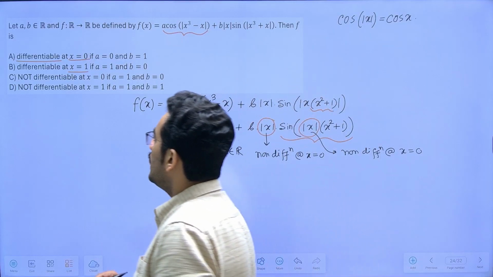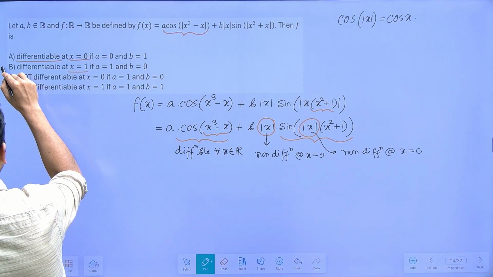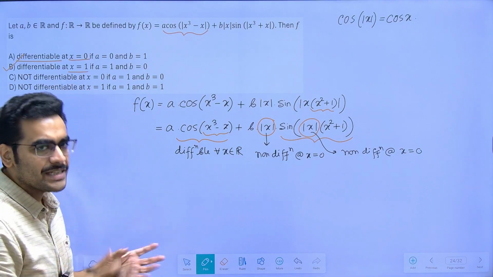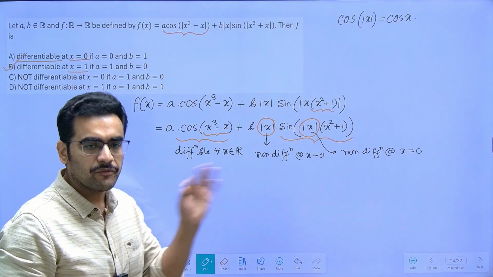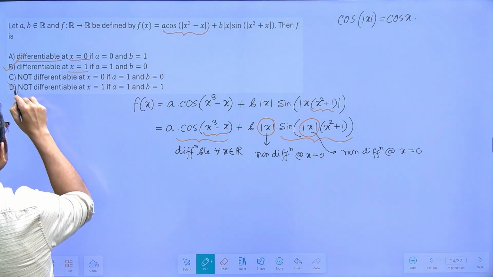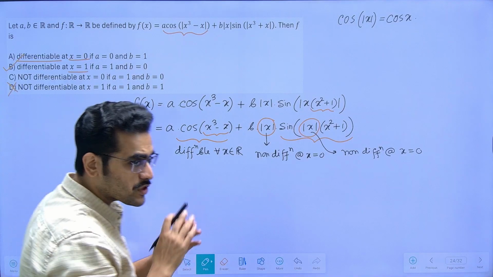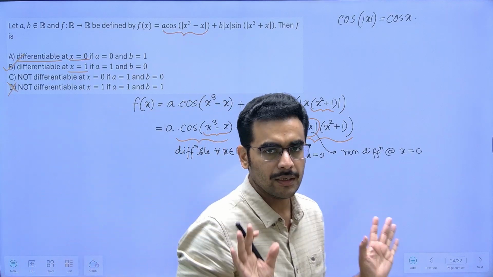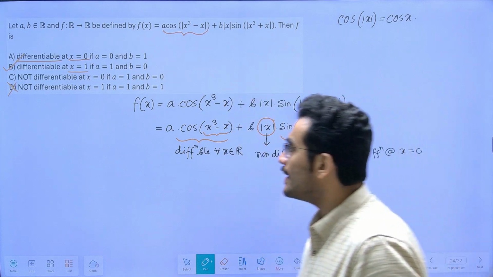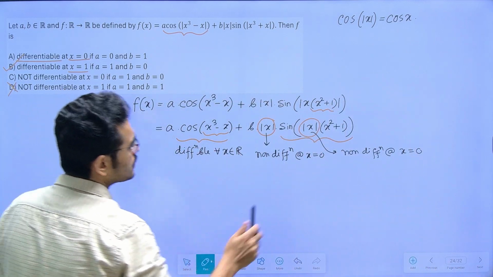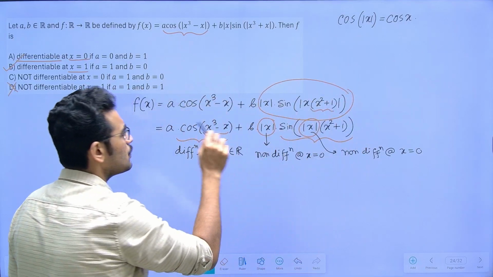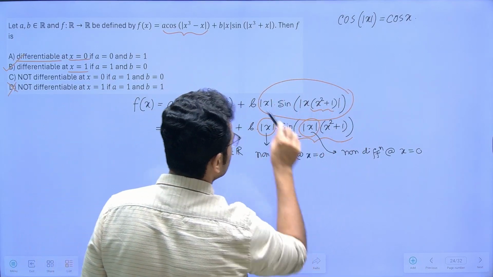So we can straightforwardly go with option B, that is differentiable at x = 1, because in any situation this function will be differentiable at x = 1. So option B is correct, and non-differentiable at x = 1 will never arise at all. So option D is definitely false. Now let us talk about x = 0. At x = 0, let me concentrate on this function, because the other is always differentiable.